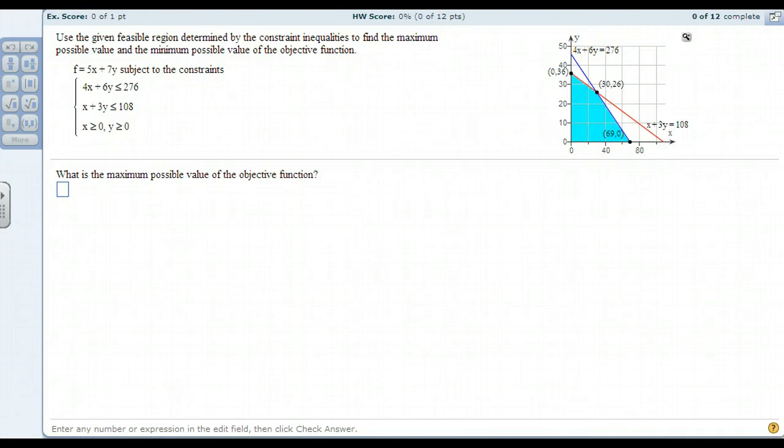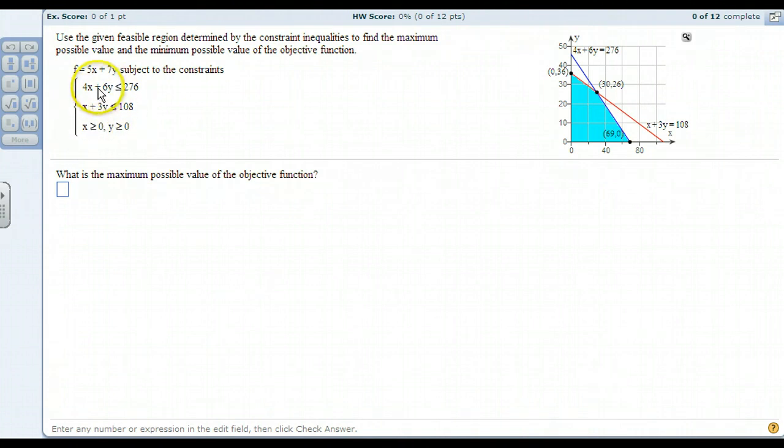Alright, this is the 8.2 homework set. Once again, I'm just giving you some examples from the homework just to save us some time. So what you're doing in 8.2 is you're doing these maximum and minimum problems based on these linear constraints that we were given.